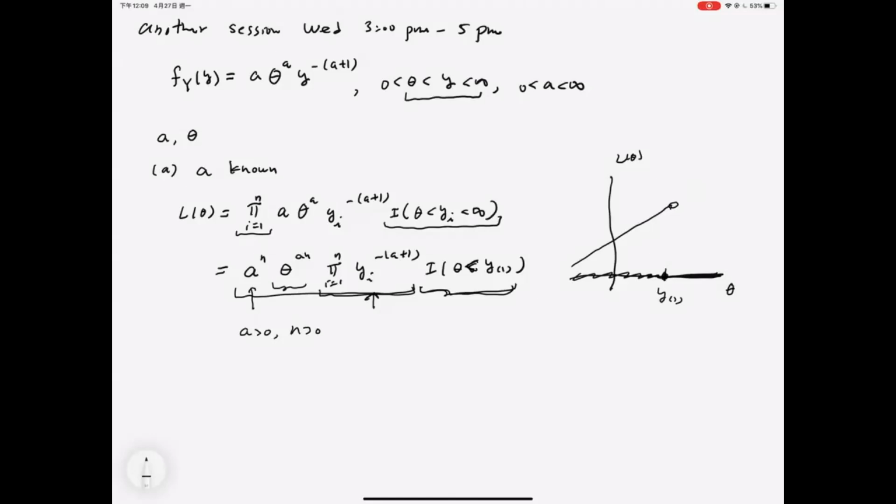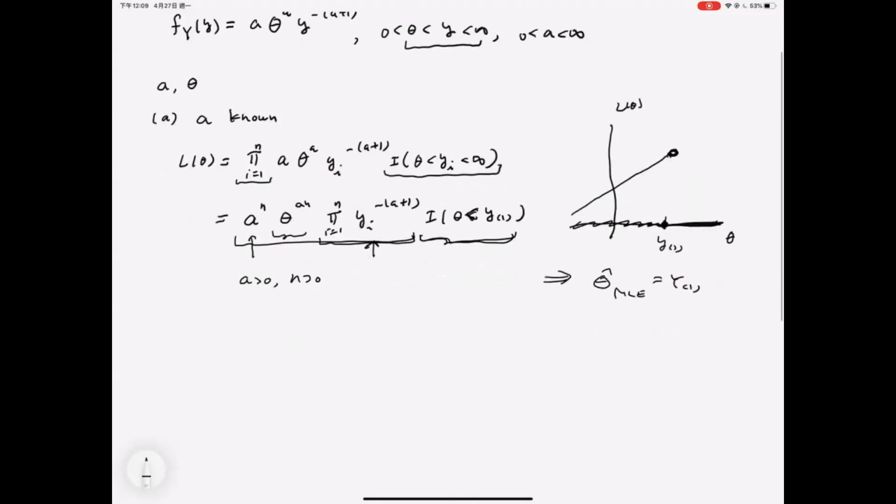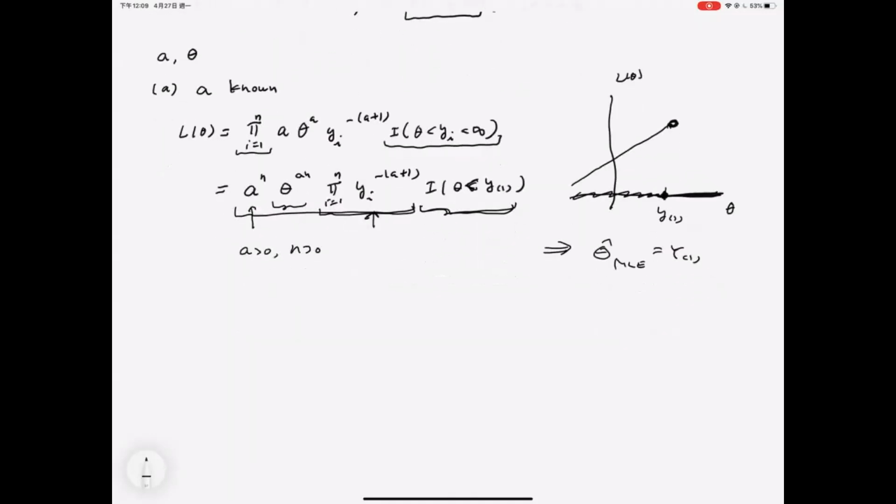So by this picture, or by this graph, it's really easy to see what the MLE of theta is. Because y1, this point right here, actually maximizes the likelihood function. By drawing that graph, it's really not difficult to see that your theta hat MLE is y1.